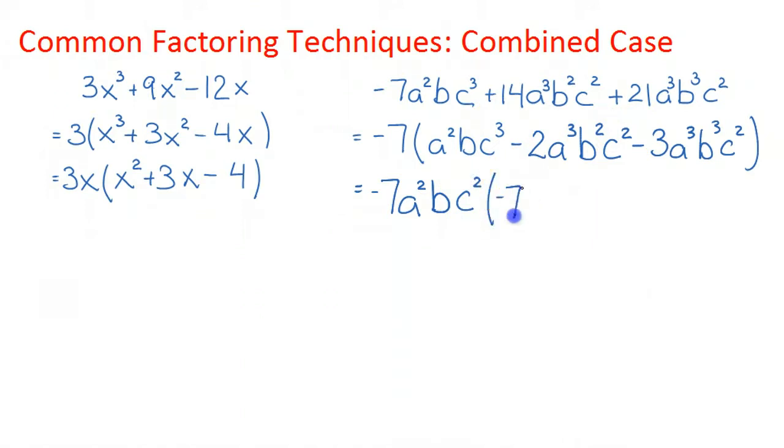So I'm going to get negative 7, and then a squared times what gives me a squared, and that's 1. b times what gives me b, and that's 1. c squared times what gives me c cubed, and that's c, minus 2. a squared times what gives me a cubed, and that's a. b times what gives me b squared, and that's b. c squared times what gives me c squared, and that's 1. Minus 3. a squared times what gives me a cubed, and that's a. b times what gives me b cubed, and that's b squared. c squared times what gives me c squared, and that's 1. And I'm done.